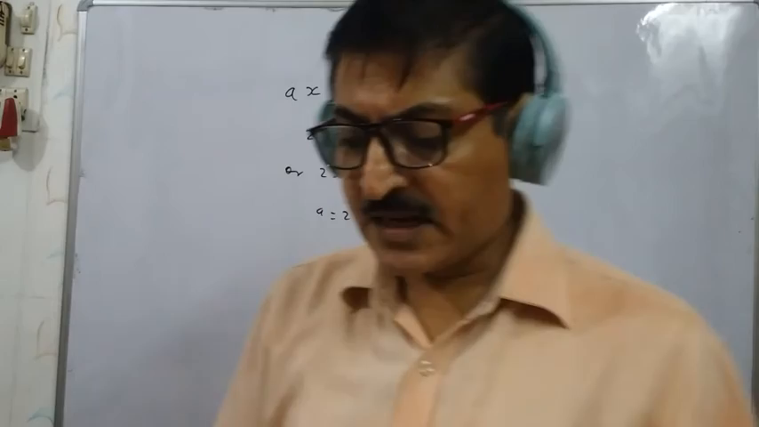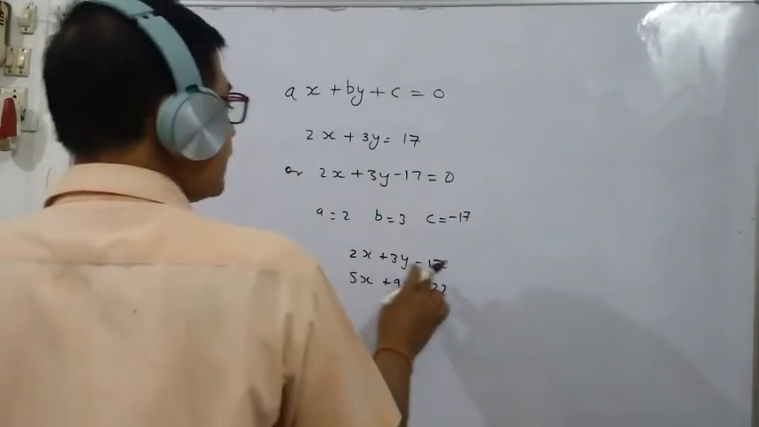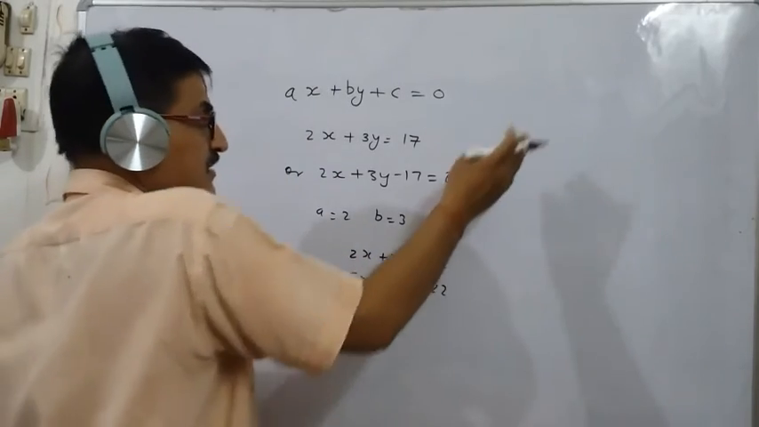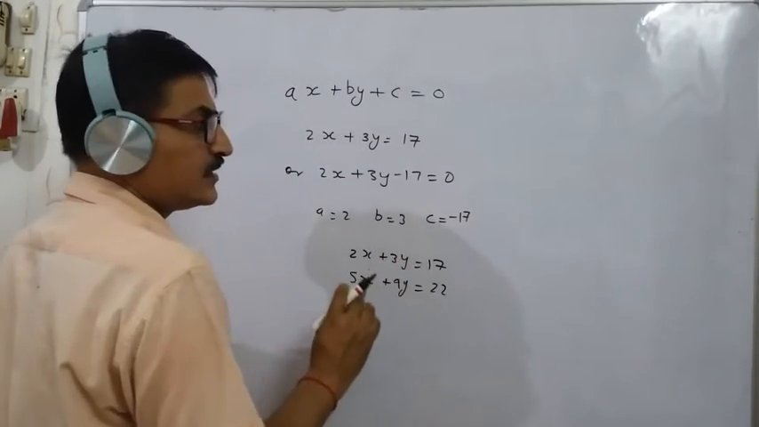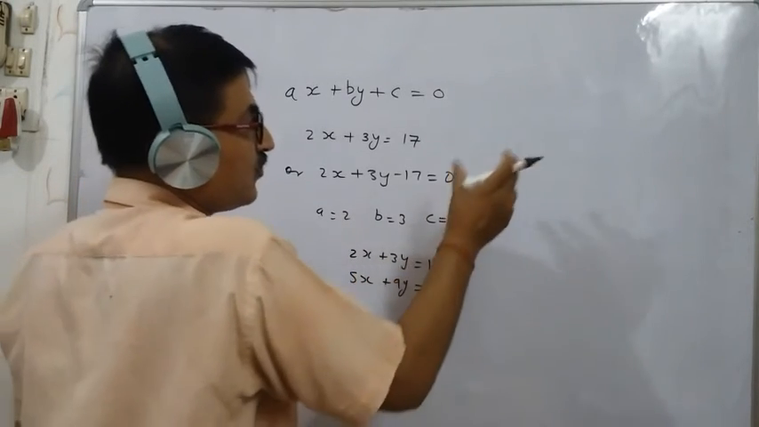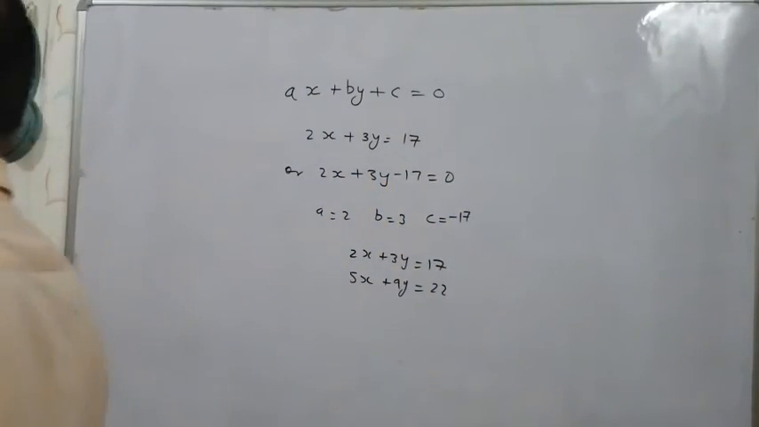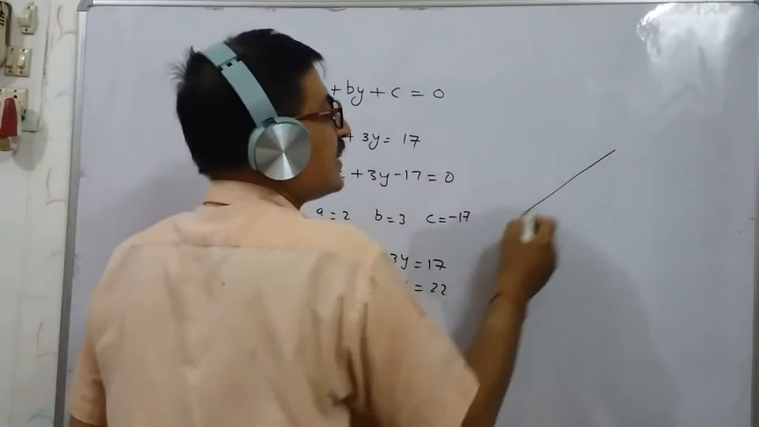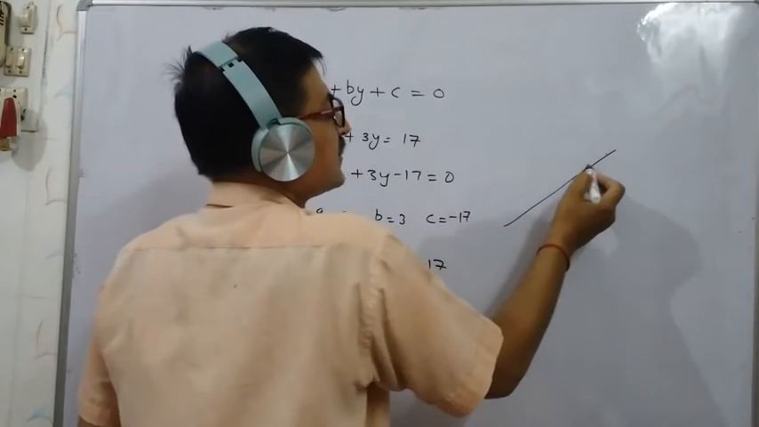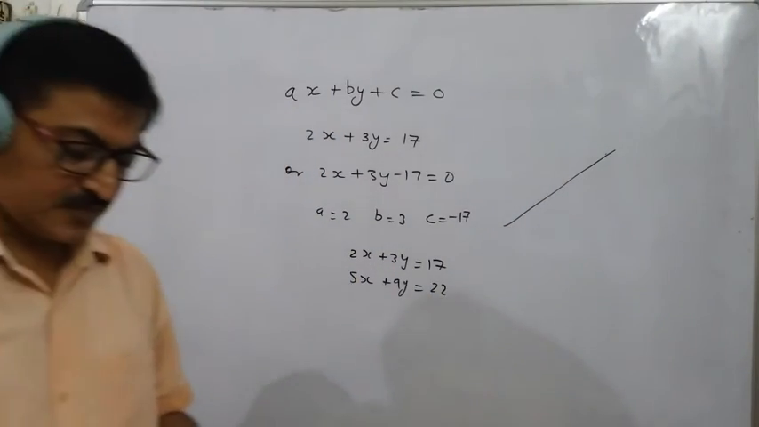The graph of the equation ax plus by plus c equal to 0 is a straight line, because this is a linear equation, and a linear equation gives only a straight line. How? From here you can get the value of x or y, then you put in different values, and you get only a straight line. And all the points that lie on the graph of ax plus by plus c equal to 0 give solutions. Whatever points are on the line will satisfy the linear equation of two variables.